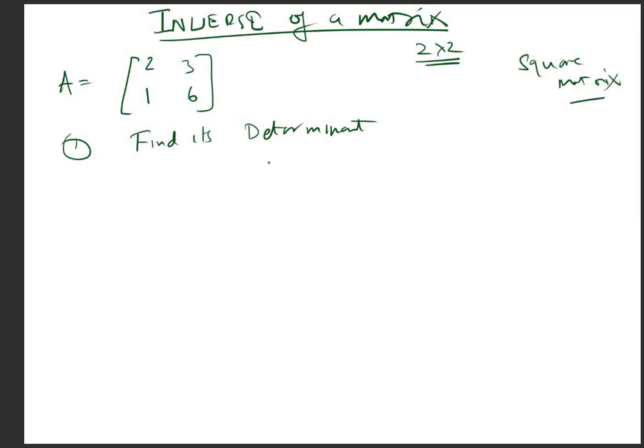How do I find the determinant of a 2 cross 2 matrix? So what I do is I pick up the elements on the leading diagonal here and I multiply them, and I say 2 times 6. Take away the elements of the other diagonal, 3 times 1. I'm trying to find the determinant here.